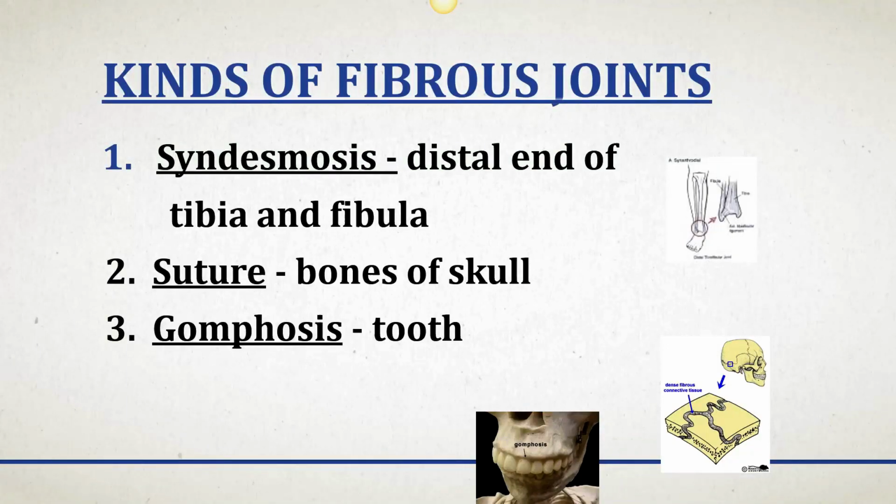Sutures, so the bones are connected together in the skull by suture joints. And we'll learn about some of the major sutures when we go through the bones of the skull. And then gomphosis, that's the bones of the teeth. So if I were to describe 3 terms that describe the tooth.